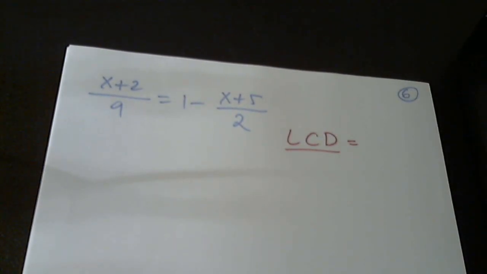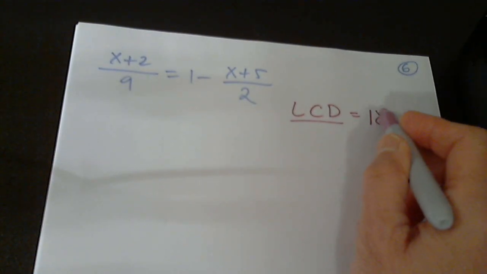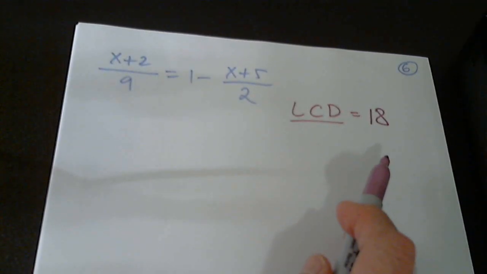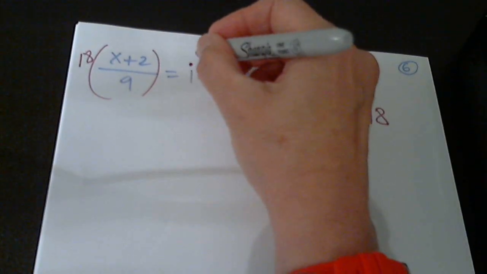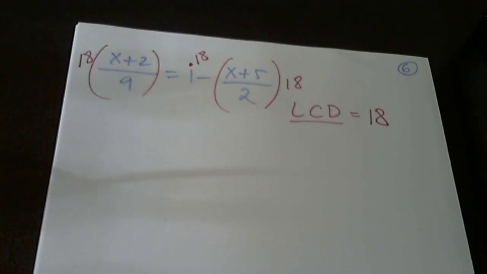Can anyone tell us what is the least common denominator? 18, yes, because they have nothing in common. Of course. So therefore, we are going to multiply everything by 18. I'm going to multiply this by 18, I'll multiply this by 18, and I'm going to multiply this by 18.